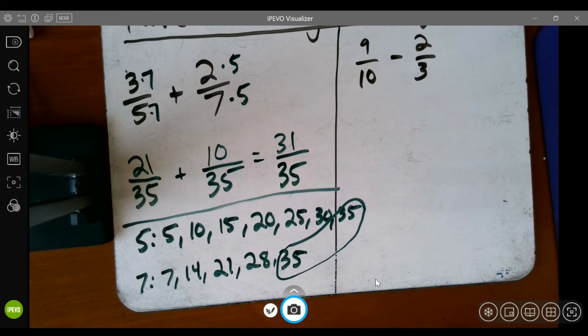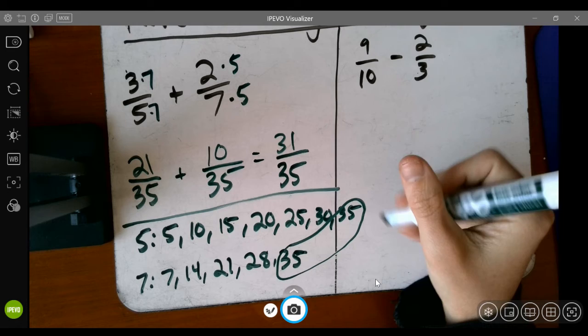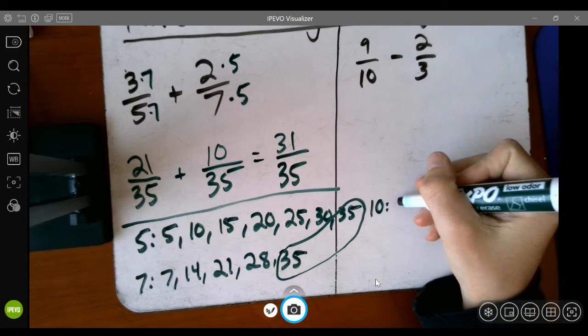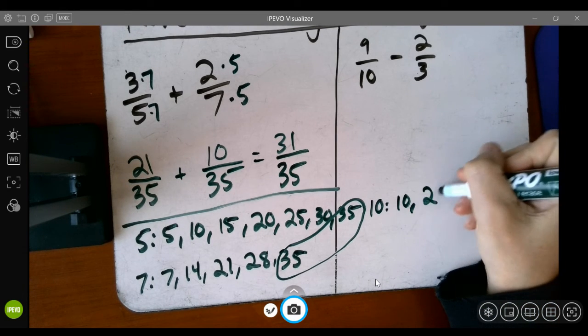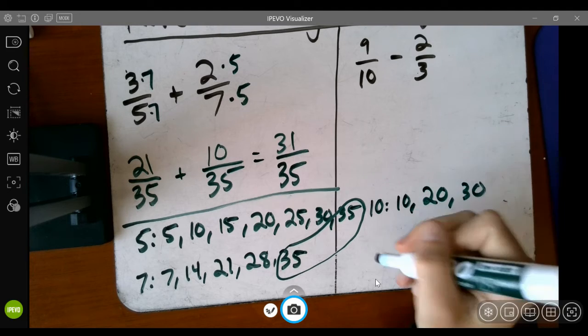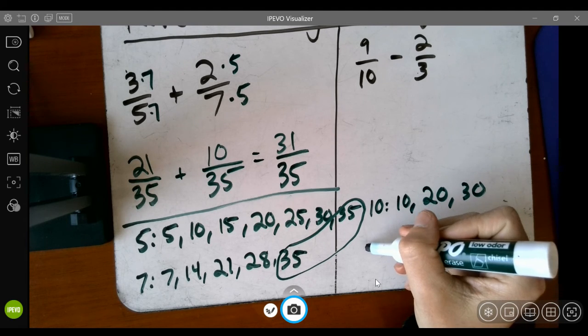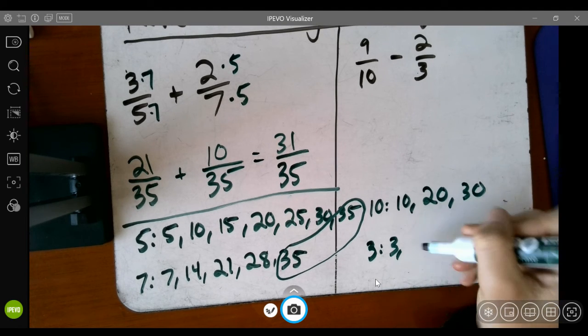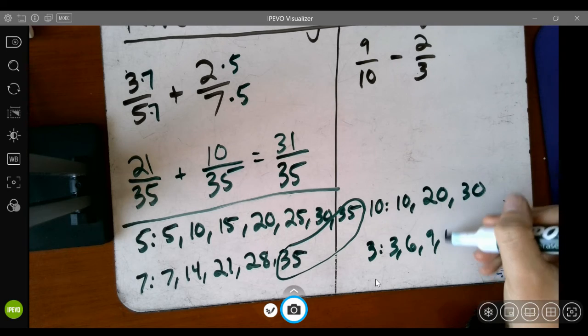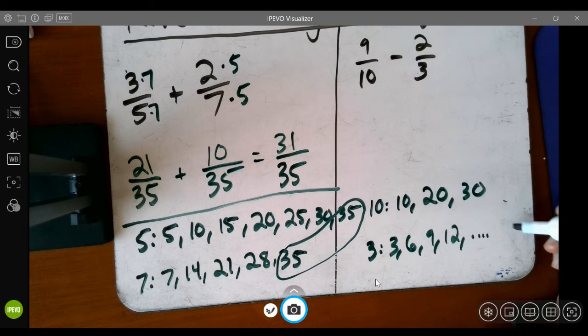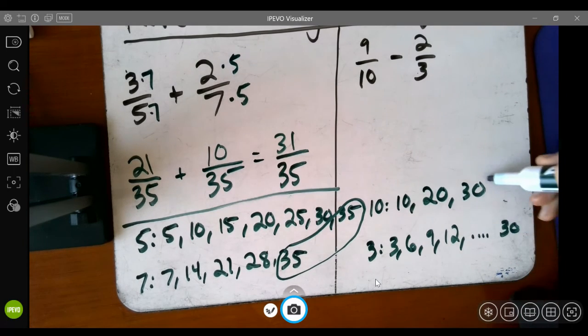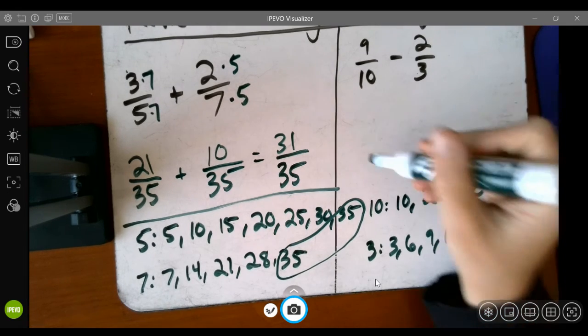And then for subtracting, it's really similar. We need to find the least common multiple of 10 and 3. So multiples of 10 are 10, 20, 30. Multiples of 3 are 3, 6, 9, 12. And then we're eventually going to get to 30. And so the least common multiple is 30.